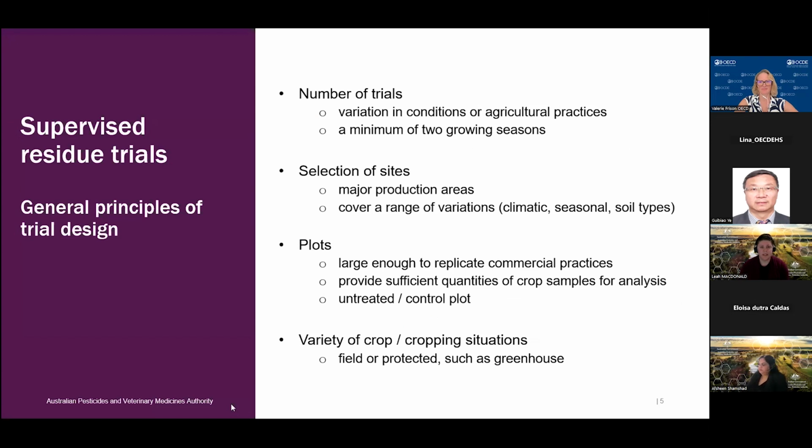So trials should be conducted under maximum treatment regime conditions as proposed for the label. They should be conducted in major areas of cultivation of crops suited to cover a range of representative conditions in which the pesticide is to be used, such as climatic variation and seasonal variation. In some circumstances, trials from one growing season may be adequate, like when no finite residues are present and the MRL will be set at the limit of quantitation. If field and protected cropping situations are proposed, we would expect to see trials conducted in protected cropping, given that has the higher residue potential.